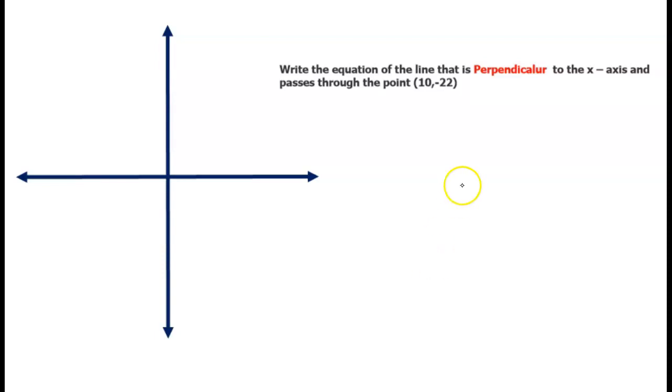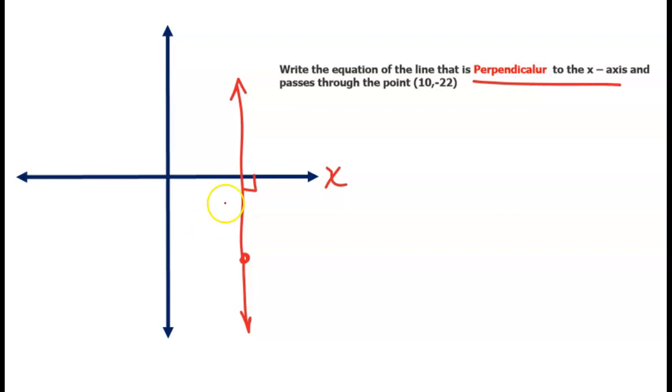Again, make your x and y axis, and we are interested in perpendicular to the x-axis. This is the x-axis. Perpendicular to the x-axis means it's going to cross the x-axis at a 90-degree angle. What axis did it cross? It crossed the x-axis, so its equation is going to be x equals a number. X equals this number because that number is an x number.